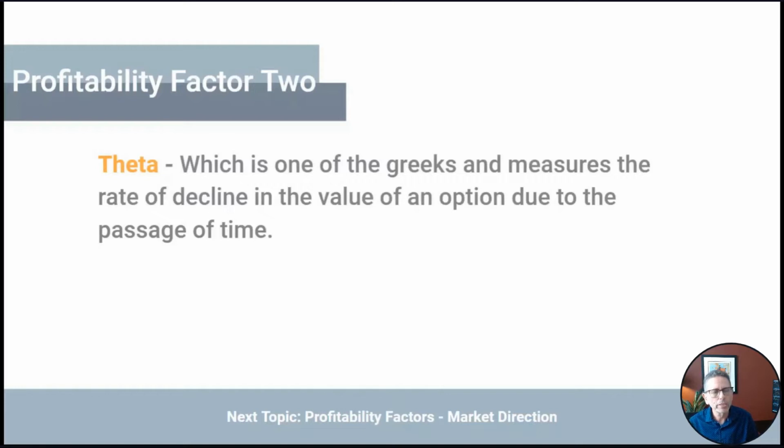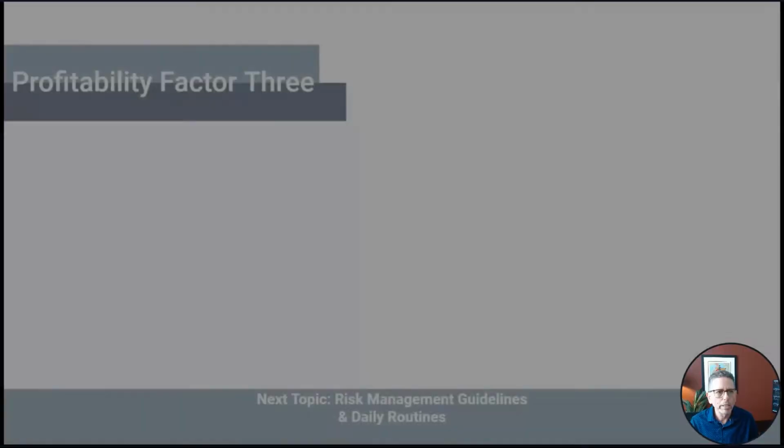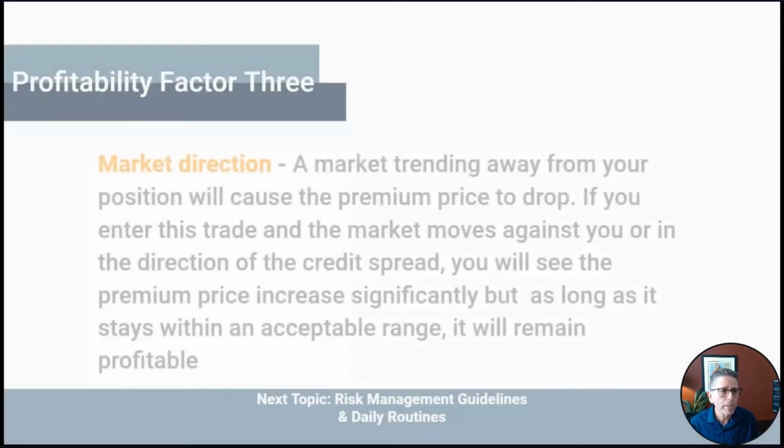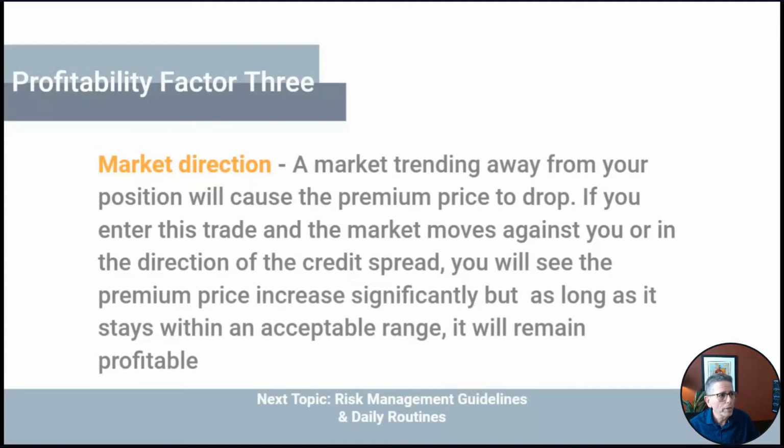So theta, it's one of the Greeks, and it's the rate of decline in the value of the option due to the passage of time. And then number three is the market direction. So if you're putting on a position in the market, let's say it's a bull spread, and the market is moving up, that's good. If you have a bear spread, you want the market to be moving down. It's just the opposite. And so we'll talk about that more.